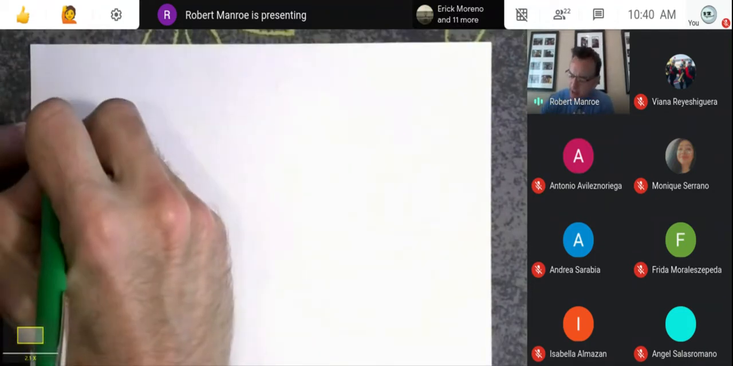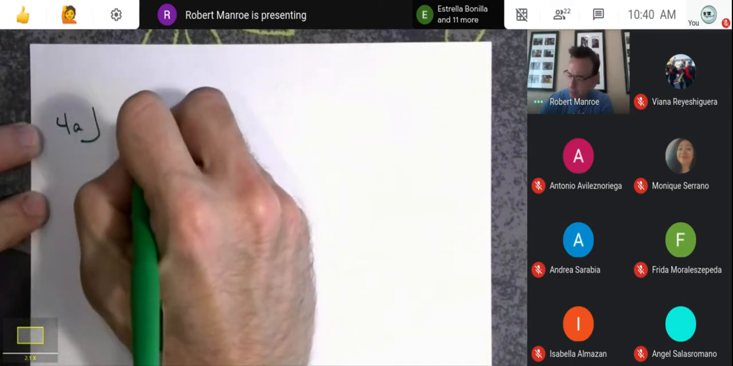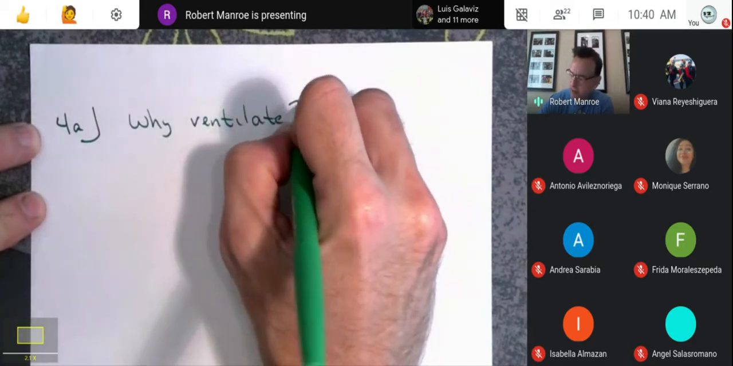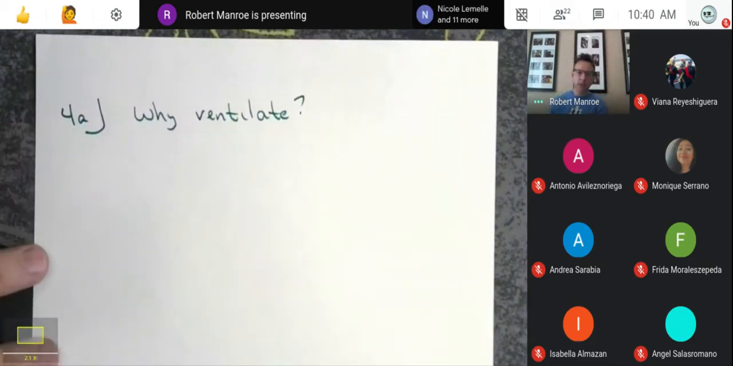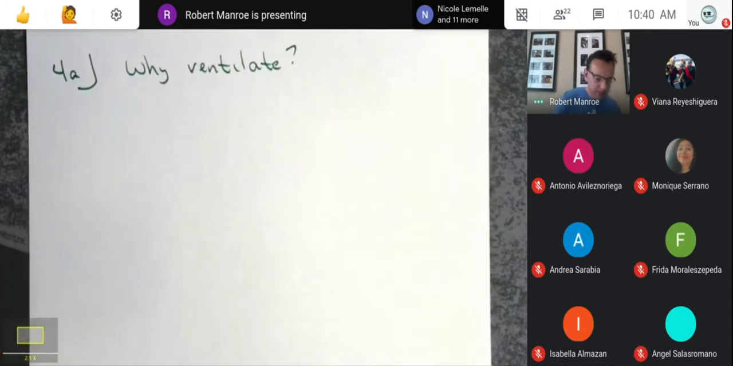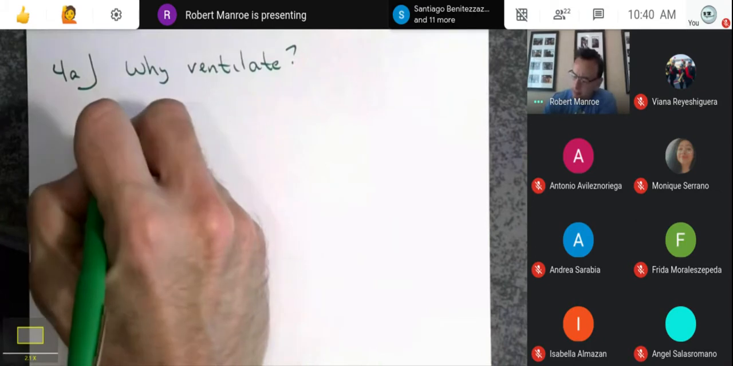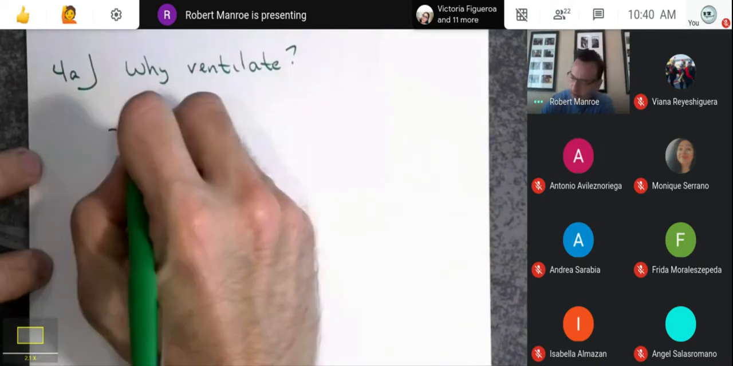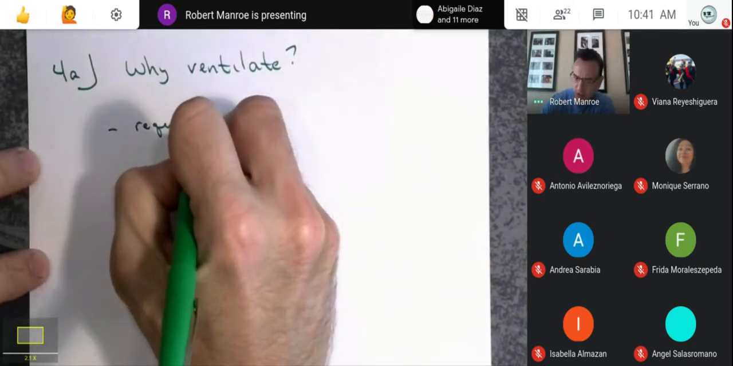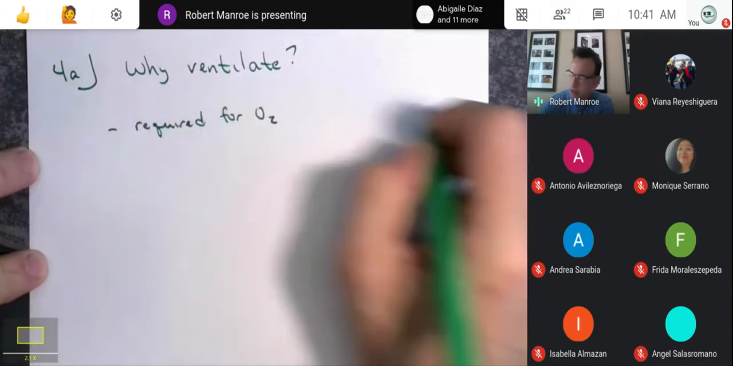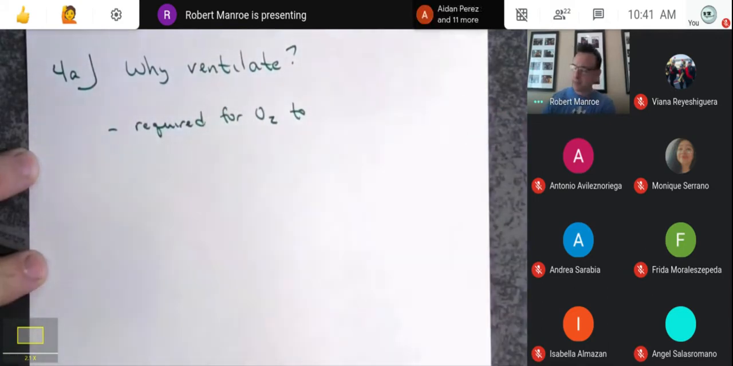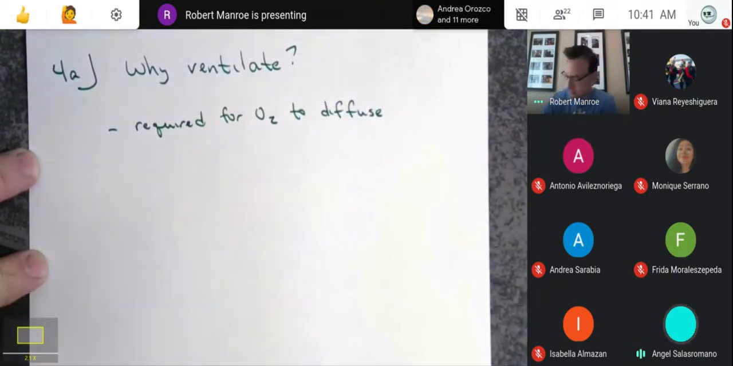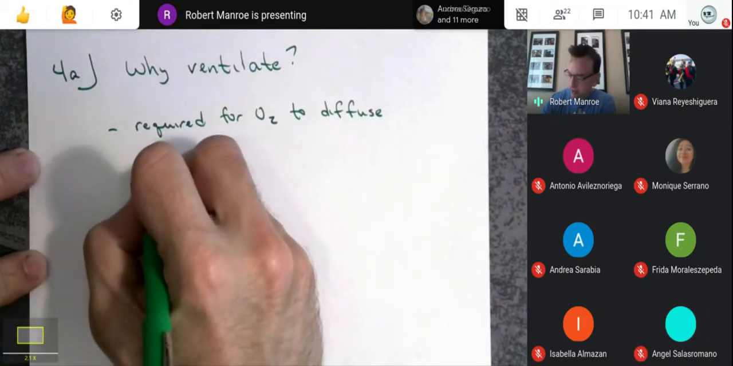All right, so we're talking about ventilation. Why ventilate? We all know breathing is important. If you don't breathe, you pass away. So why ventilate? Because we need oxygen. Ventilation is required for oxygen. For oxygen to do what? Where must the oxygen go? Into the cells, and first it must go into the blood.